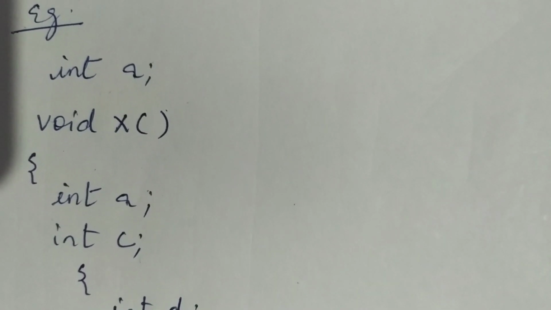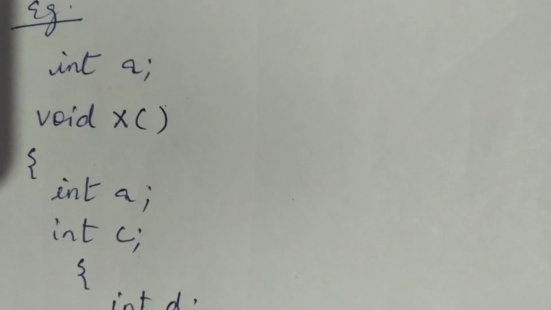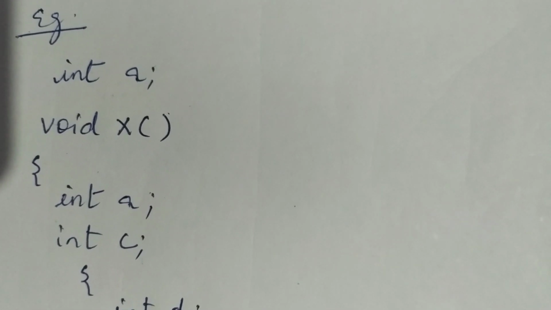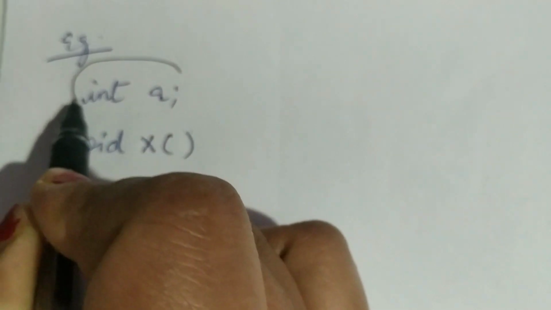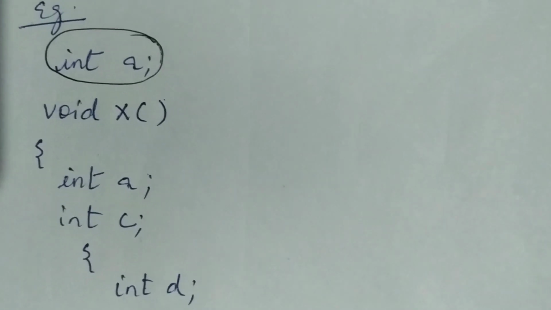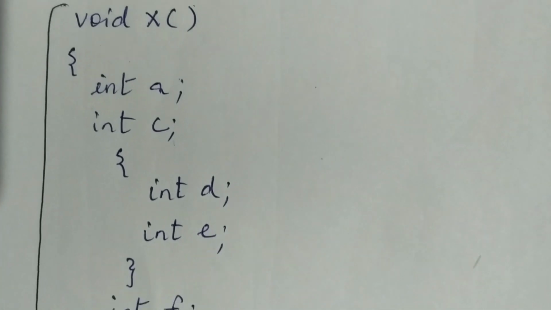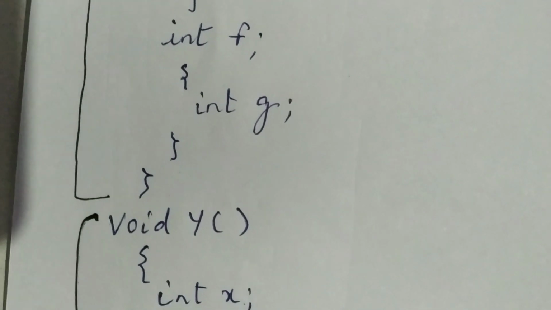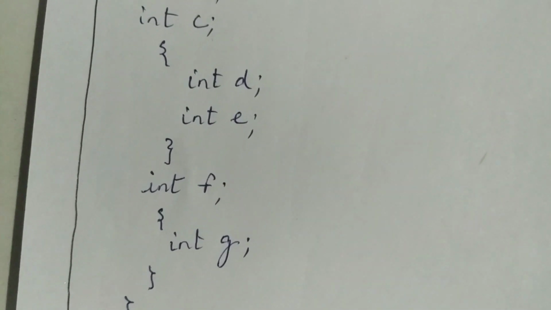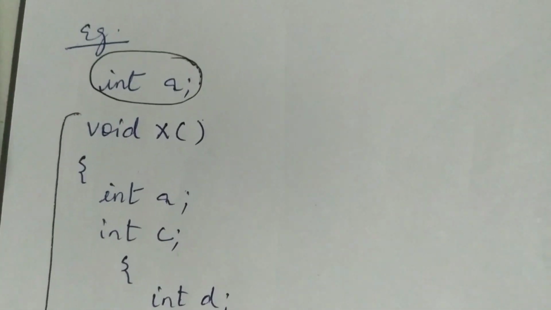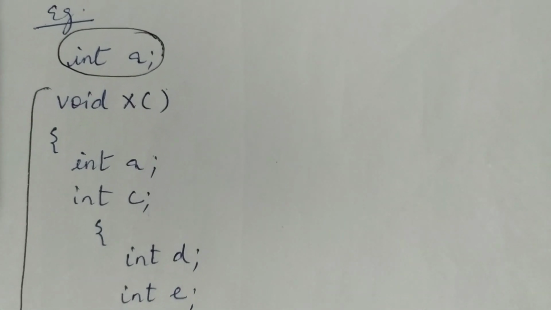So first of all the global variables are stored in the symbol table. How many global variables are present here? We will see there are 3 global variables or blocks. First is this int a, second block is void x, and third one is void y. These are the 3 independent blocks, or you can say global blocks of the program.